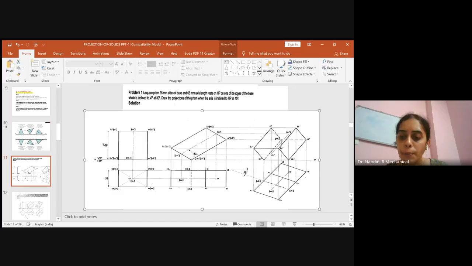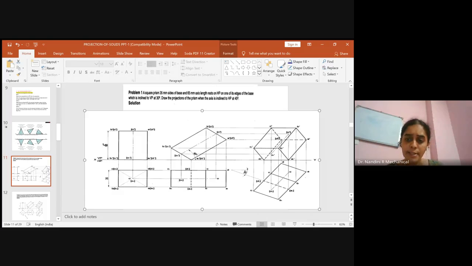And then go for the top. A and A dash. So you will get A dash. And then the locus of B is meeting B1 dash here. So B dash here. So this is our B dash. And locus of C is meeting C dash over here. So this is our C dash. And locus of D is meeting D dash over here. So this is our D dash. So we named both the top and the bottom surface.